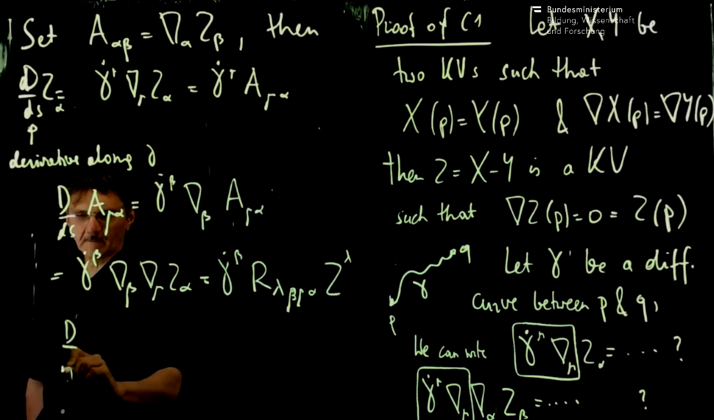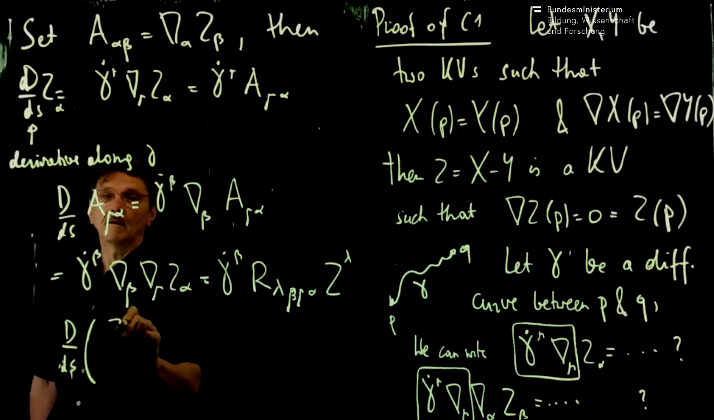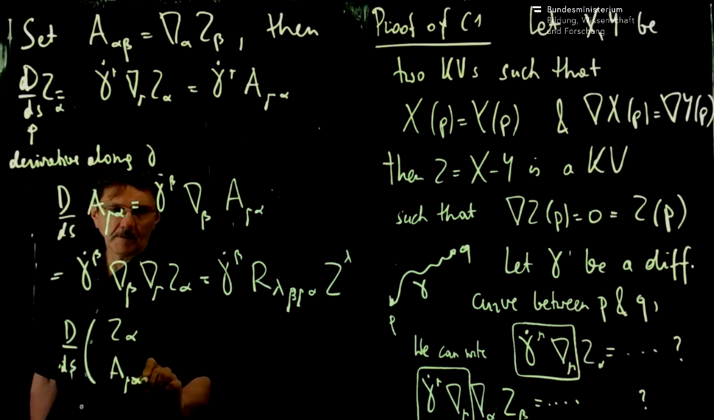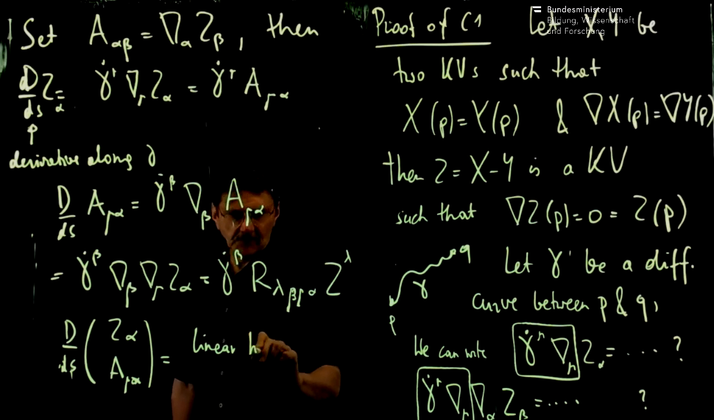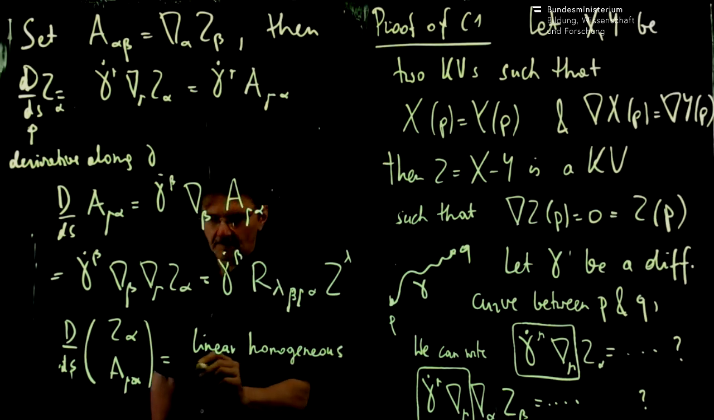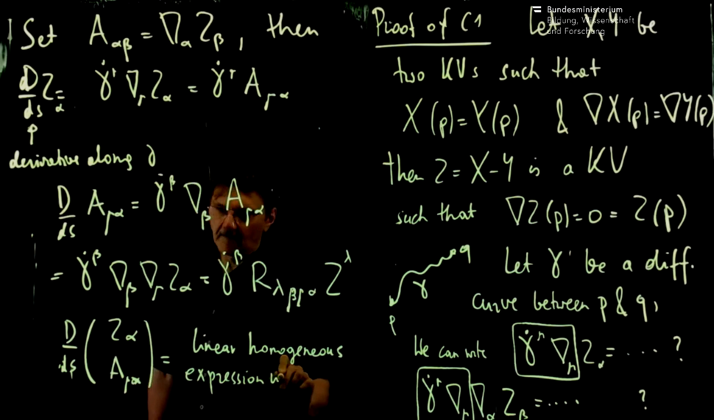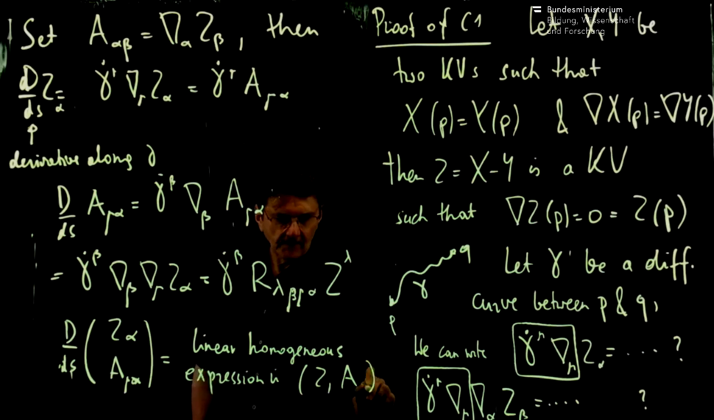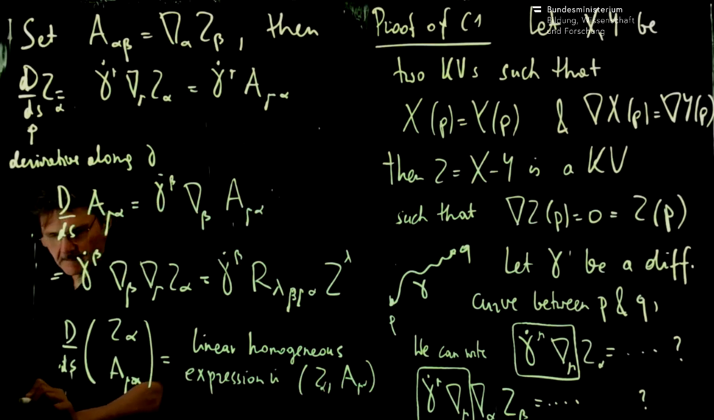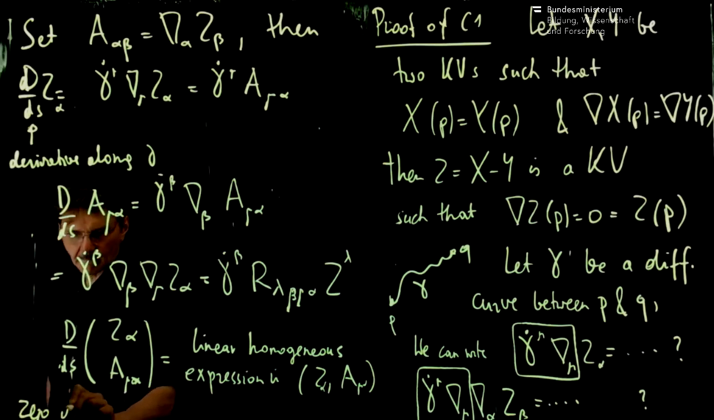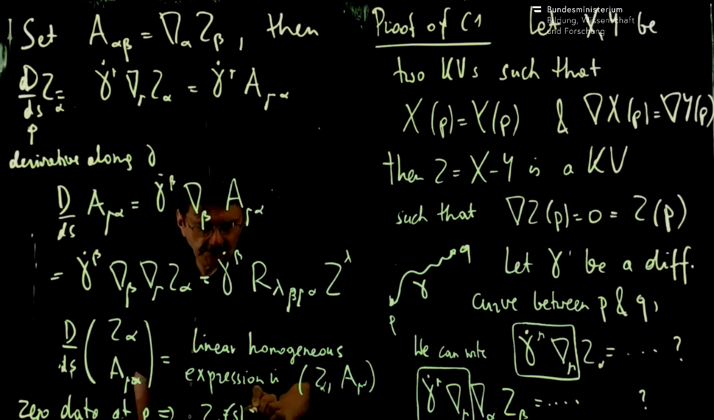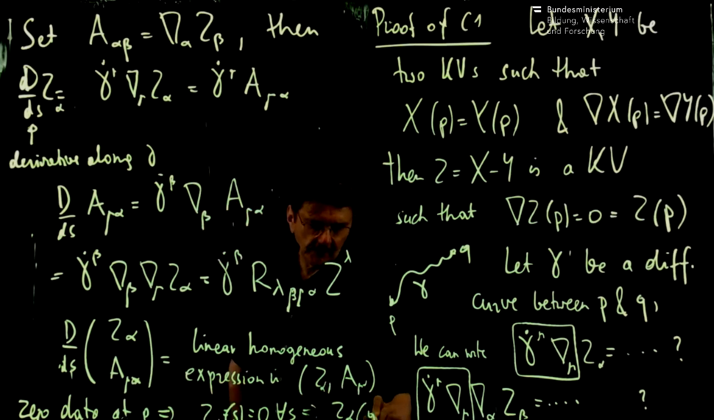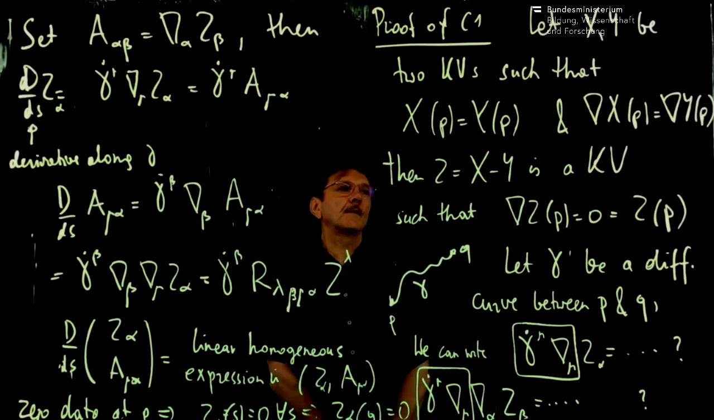So in other words, D over ds of Z alpha and A_mu alpha is a linear homogeneous expression in Z and A. With zero data at P, that means that Z alpha is zero. Z alpha of s is zero for all s. So Z alpha of Q is zero. So that's the proof. Sorry for going over time a little bit.